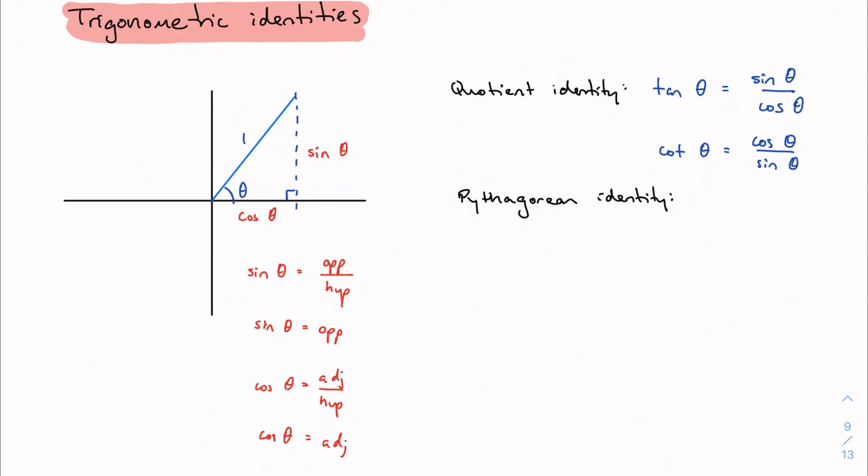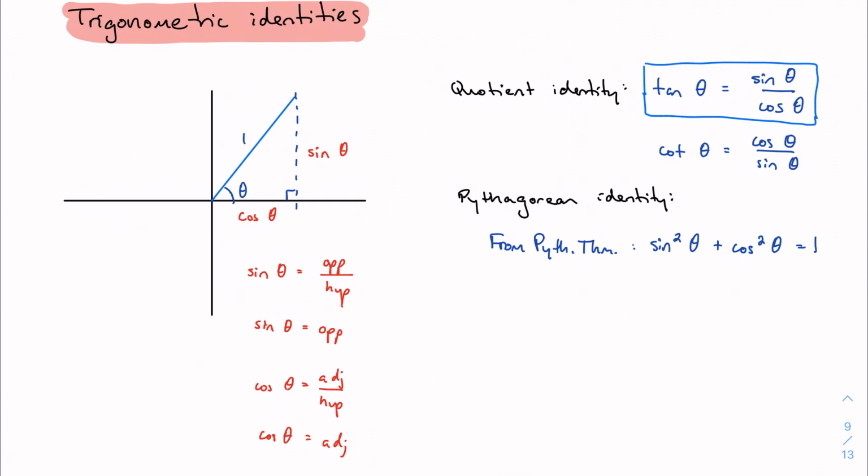The other thing that we should notice, maybe immediately, hopefully, is that in a right triangle the Pythagorean theorem will hold up. So from the Pythagorean theorem, it's true that sine squared plus cosine squared is 1. So these two are the most fundamental for us. But we can play with these some more.